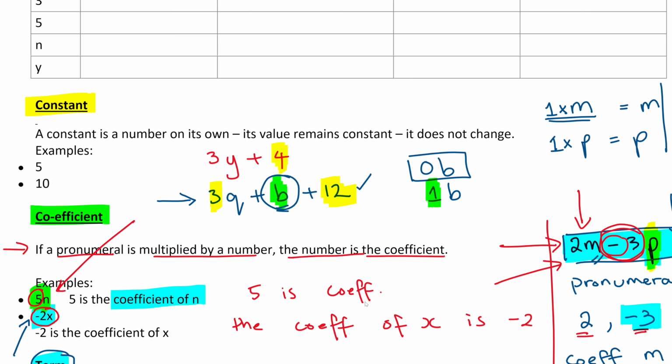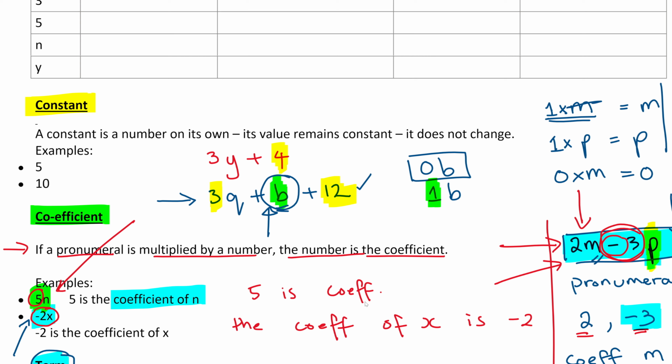If I were to say 0 times m, that's equal to 0, okay? You probably learned this in primary school, that if you multiply any number by 0, you get 0. So if you put a 0 in front of b, you're saying the coefficient of b is 0, that b is being multiplied by 0, which is 0. But we got a b there, so it might confuse you a bit more.